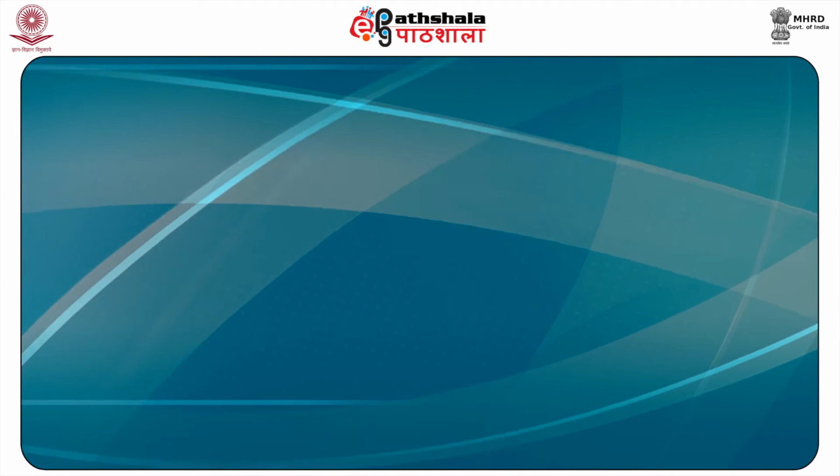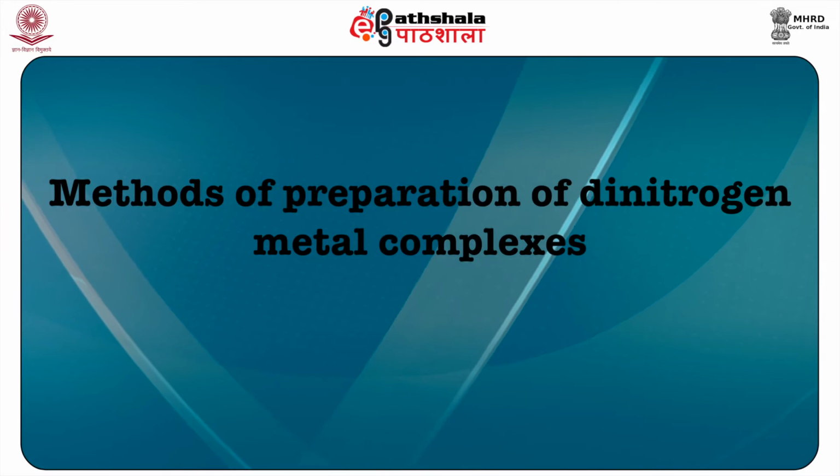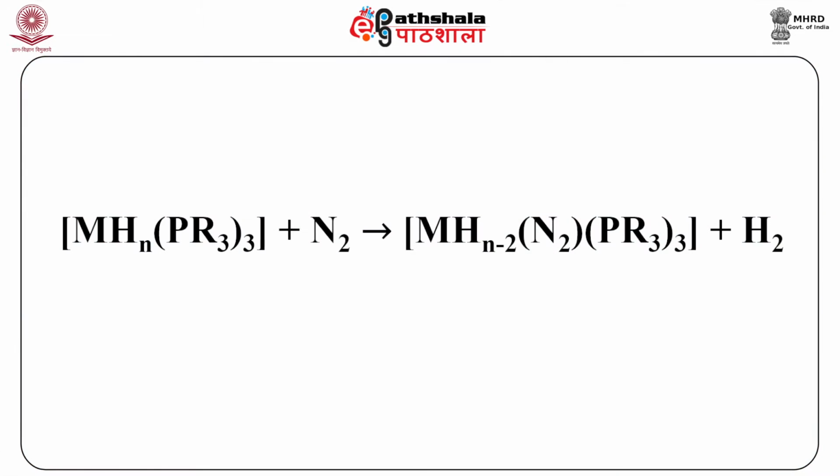Based on this knowledge, scientists have developed a number of methods of preparation of dinitrogen metal complexes. Presently, there are many methods that have been developed with different metal ions. For example, the various preparations of dinitrogen complexes can be obtained by directly using dinitrogen gas. For example, the tris triphenyl phosphine dinitrogen cobalt, ruthenium, or iron based complexes can be simply prepared by the reaction.